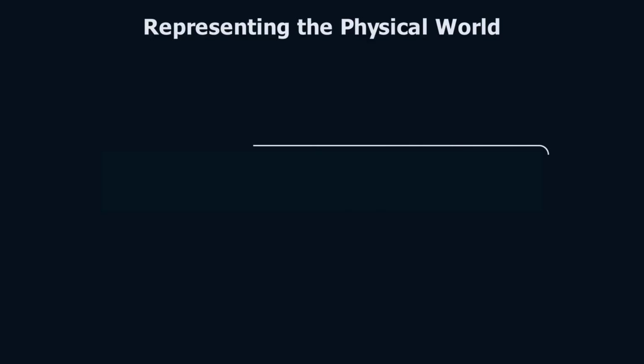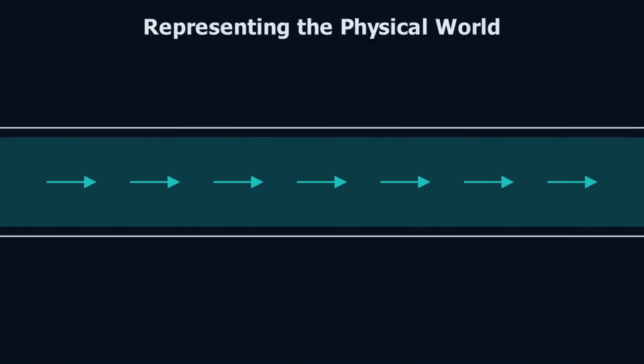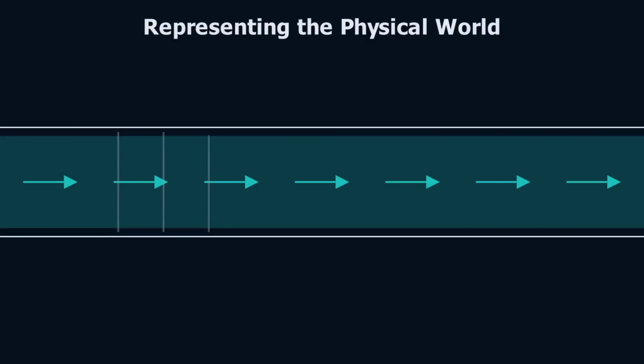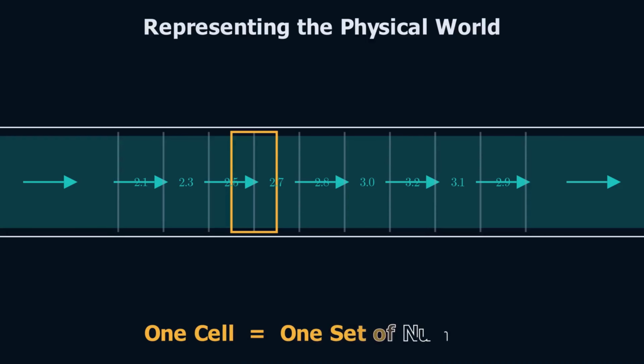Let's begin with something familiar. A pipe carrying fluid. The fluid is continuously moving from left to right. But a computer cannot store an infinite amount of information. Instead, it divides the pipe into small computational cells. Each cell becomes one small storage location. Inside that cell, the computer stores physical quantities such as velocity, pressure, or temperature. Repeat this process for every cell, and the computer now has a numerical representation of the entire flow. This simple idea is the foundation of every CFD solver.